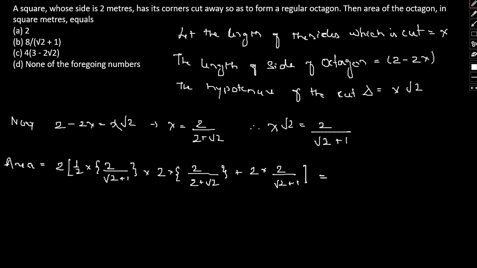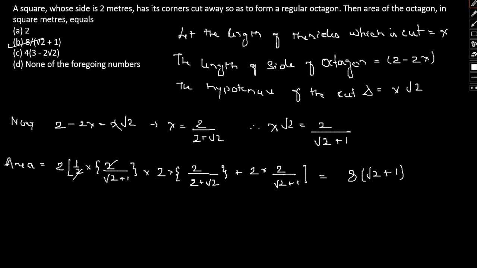Okay, if you further solve the same, you can cancel out the terms, and it comes out to be 8 times root 2 plus 1. So if you take a look at the options here, option B is the correct answer.